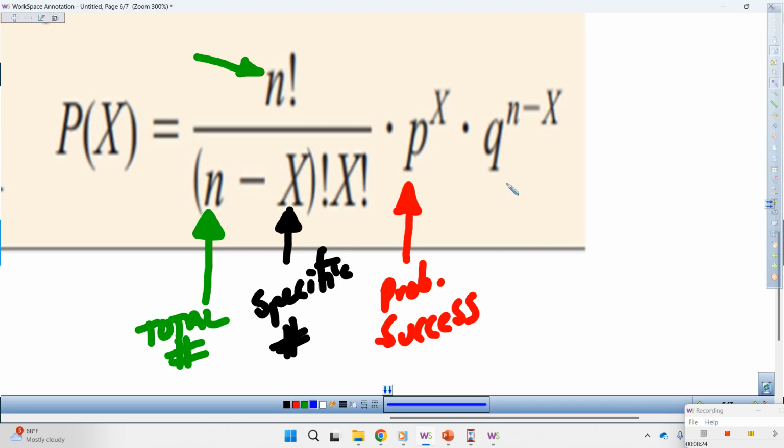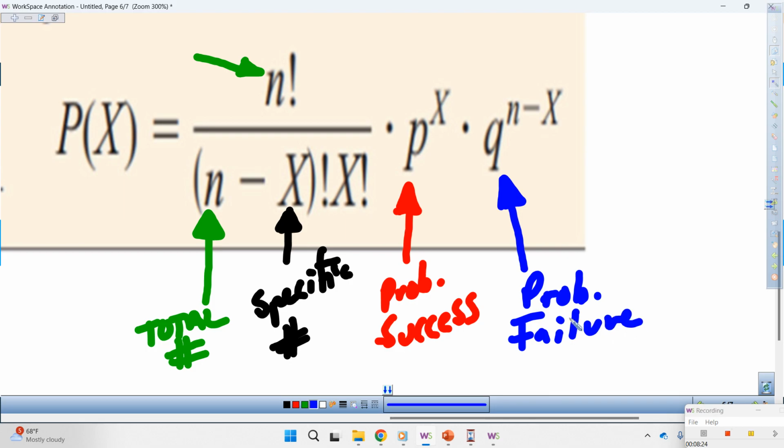So if that's true, what do you think Q is? Pass someone, Carter. Brandon Darty, if P is probability of success, what do you think Q stands for? Yes, probability of failure. That is correct. Label that, please. And of course, the rest you already know. The X is still the specific number they're talking about. N's are still the total number of numbers. And we know what factorial is.